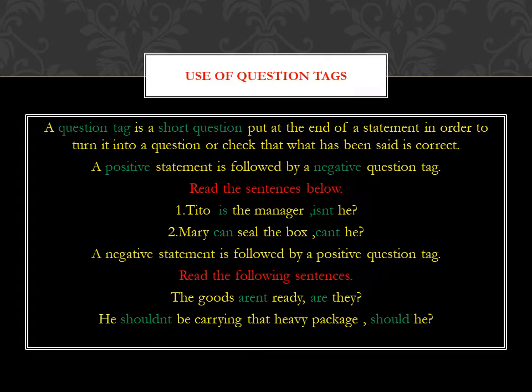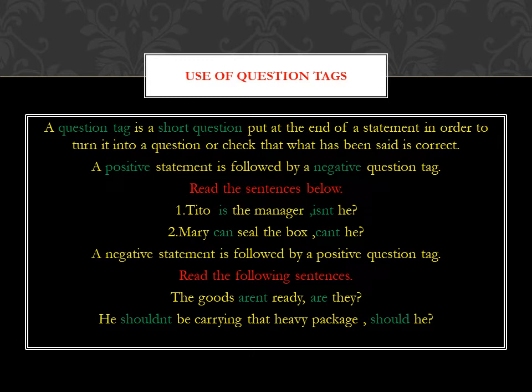For example, you have a sentence here of a positive statement. Tito is the manager. That is a positive statement. The question tag is isn't he? Isn't is a negative question tag. Mary can seal the box, can't she? Sorry, there is a typing error. It's supposed to be she, not he.